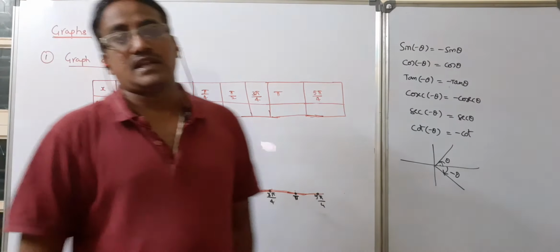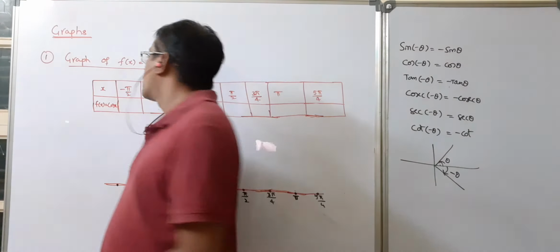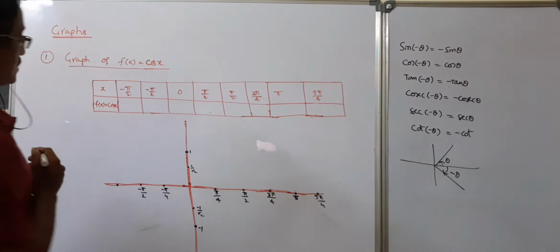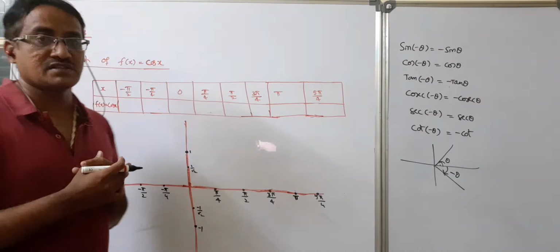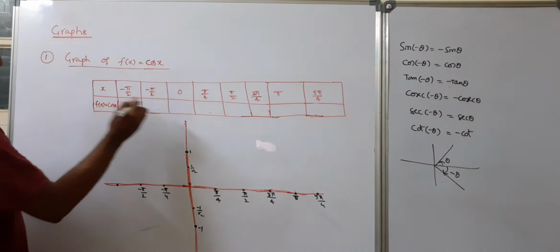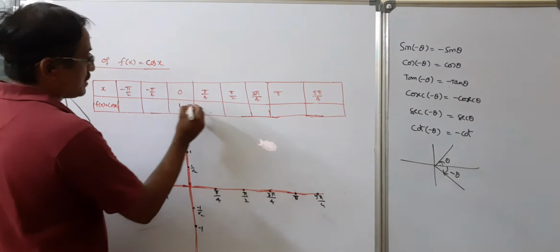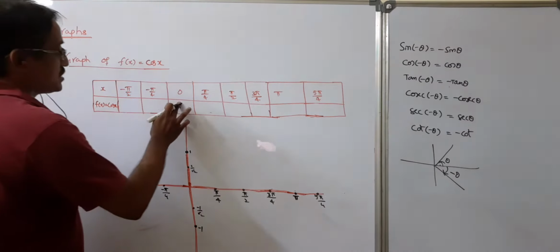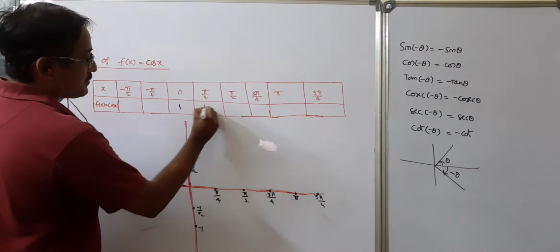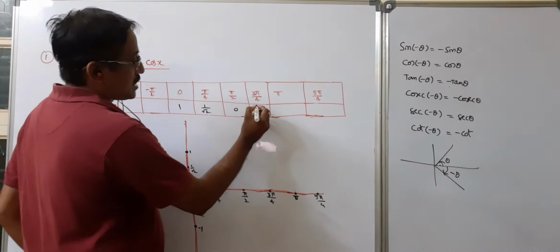Next one, let us see how we are going to draw the graph of f of x is equal to cos x. For cos x also I am going to take the same x values. So cos of 0 is 1, cos pi by 4 is 1 by root 2, cos 90 is 0.